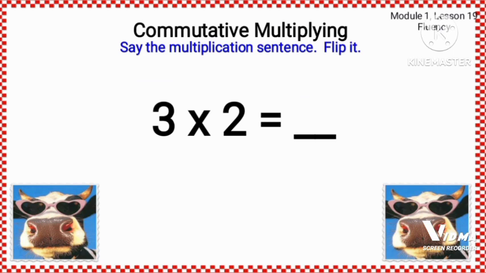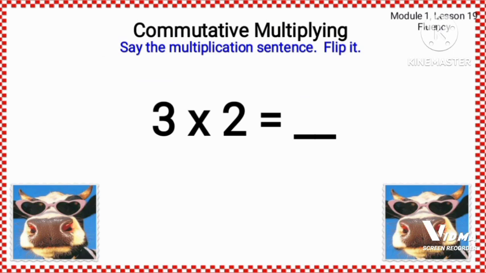Let us answer these questions. This is commutative multiplying. Now say the multiplication sentence, then flip it. 3 times 2 equals 6. What is the other way of saying 3 times 2 equals 6? 2 times 3 equals 6.